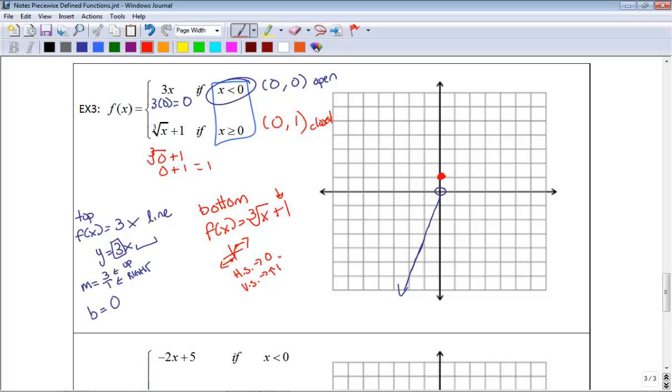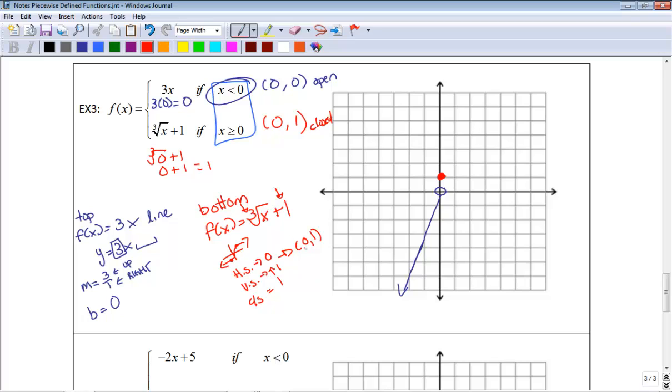So that means that my vertex is going to be 0, 1. Do I have a compression stretch? Is there a number I'm multiplying out here? Nope, there isn't, so I can just write 1. So using this information, let's go ahead and graph f of x equals the cubed root of x plus 1.